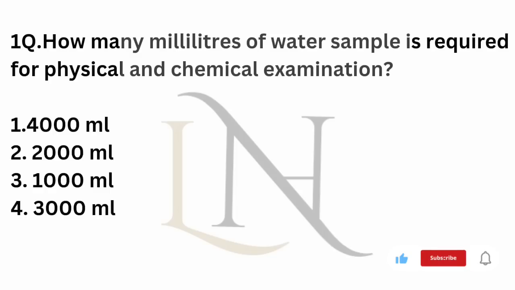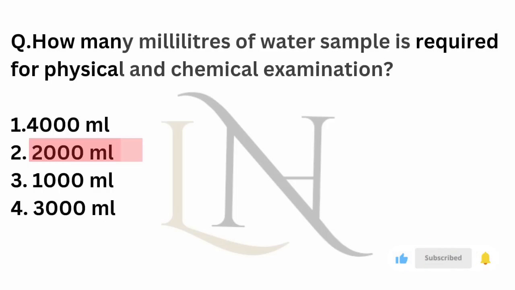Without wasting your time, let's start the first MCQ. How many milliliters of water sample is required for physical and chemical examination? Option A 4000 ml, option B 2000 ml, option C 1000 ml, option D 3000 ml. We will see the correct answer. Option B, 2000 ml of water is required for physical and chemical examination. Move to next MCQ.